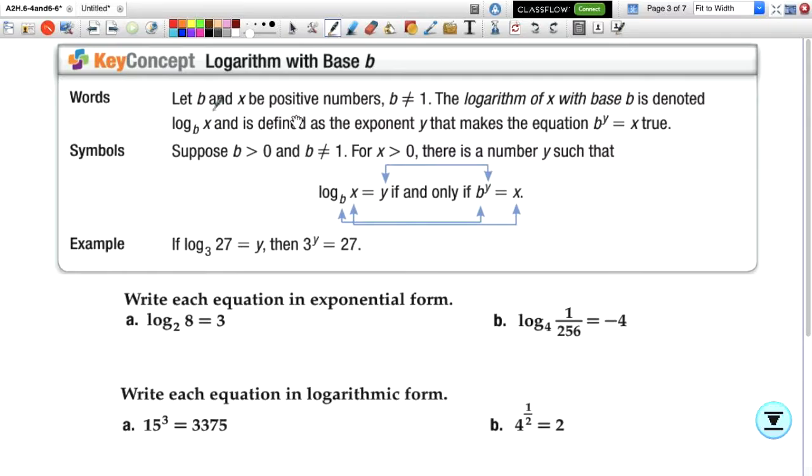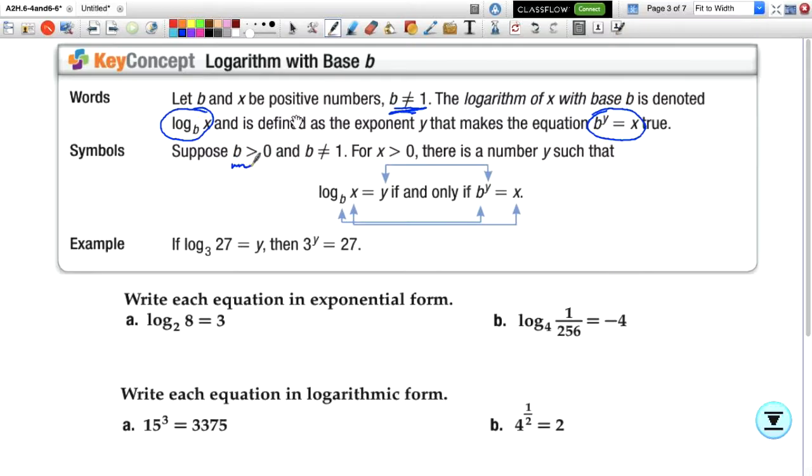But what they're saying is that this and this are the same thing, as long as b is not equal to 1. B can be smaller than 1, b can be bigger than 1, but it can't equal 1 because it would be a line. Okay. So here's another couple important things to remember.